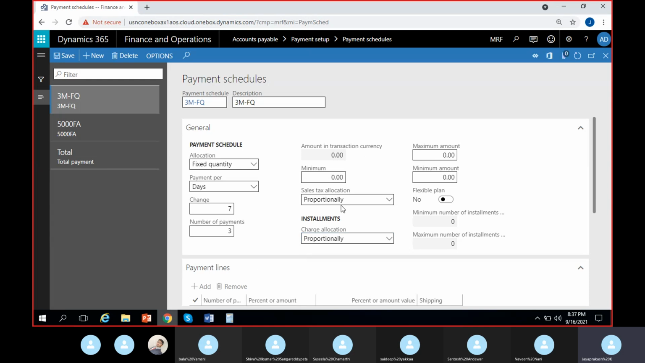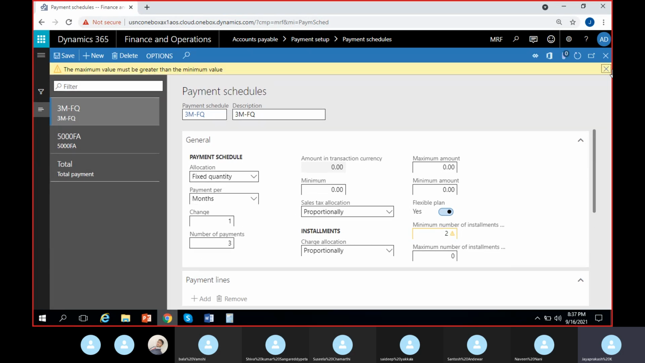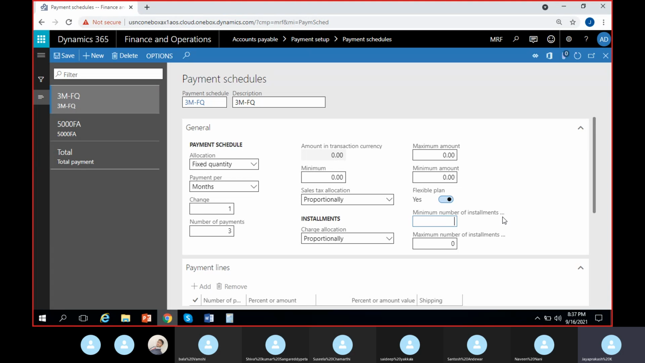So mostly they'll keep this proportional only, because they have schedules within a year. Most of them don't go for yearly schedules. So I'm just changing it to a monthly schedule and three payments, which means 3 months. Then you can also have a flexible plan like this, with a minimum number of installments. Sorry, first I have to give the maximum number of installments. I can give 4 and 2.